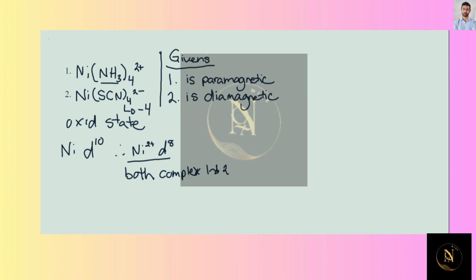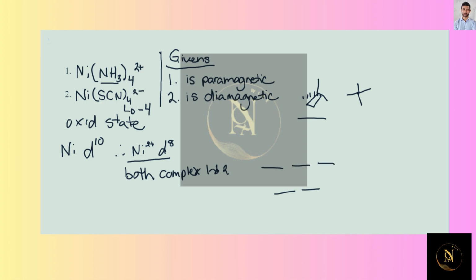So now that we know that, we have to determine whether they are tetrahedral or square planar geometries. So to do this, we need to look at the splitting pattern of the d orbitals. Now for tetrahedral, this splitting pattern is the following.